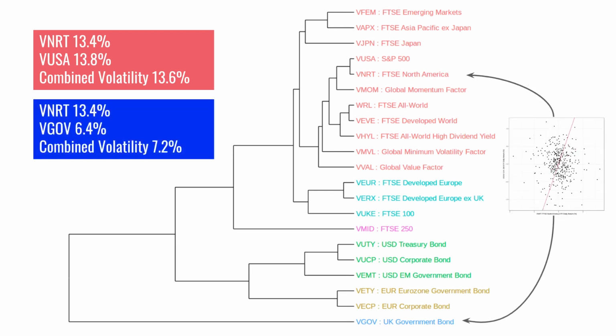Whereas if I buy things from different parts of the tree, you can see these are quite different branches, VNRT and VGov. The combined volatility is very low. In fact, it's closer to the government bond than it is to the equity fund. So we've extinguished some of the risk in the portfolio by diversifying across this tree, using funds from different branches.